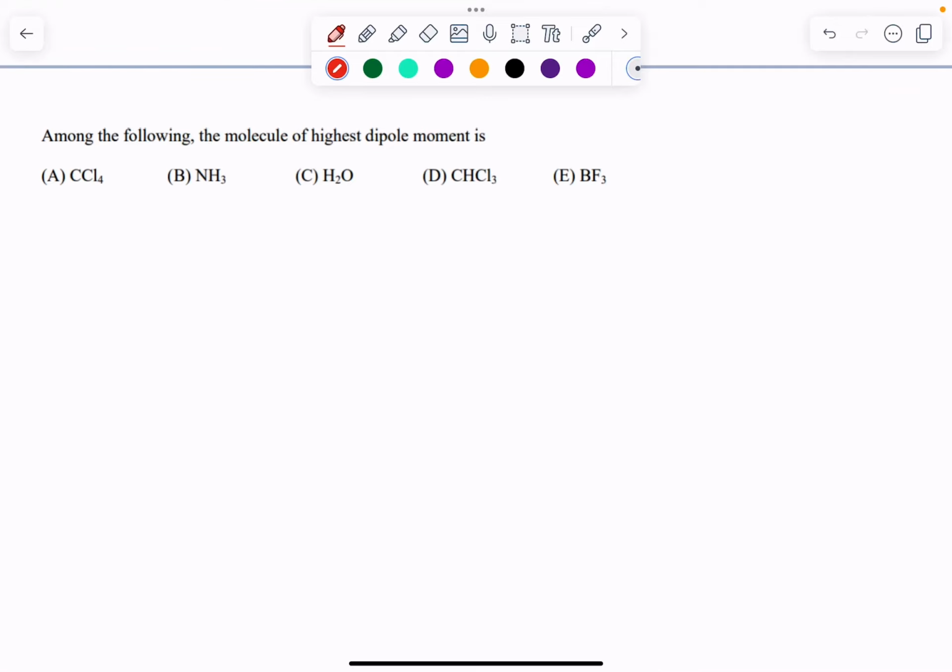Among the following, the molecule of highest dipole moment is. Here 5 molecules are there. First of all, you should know the structure of each molecule to write the dipole moment.